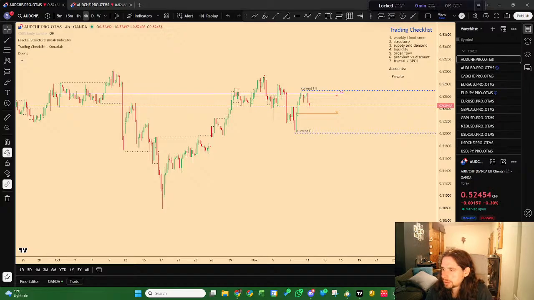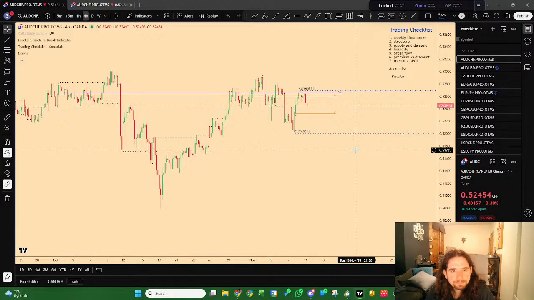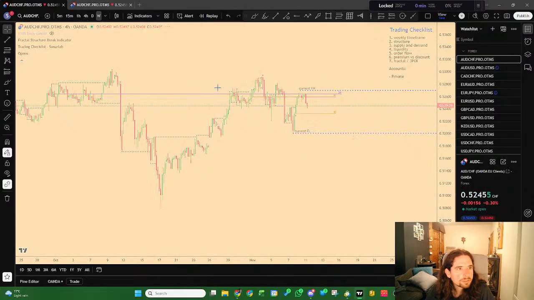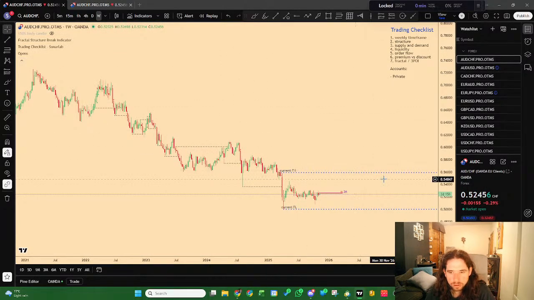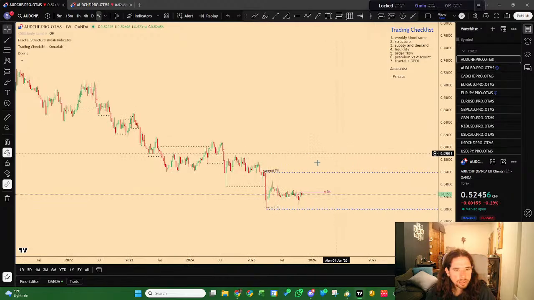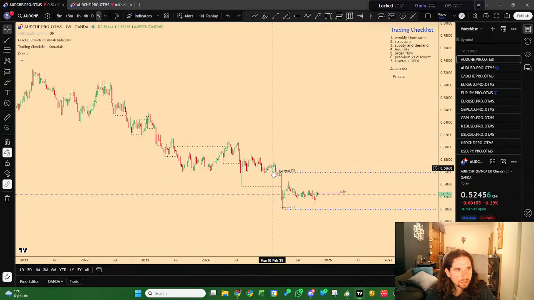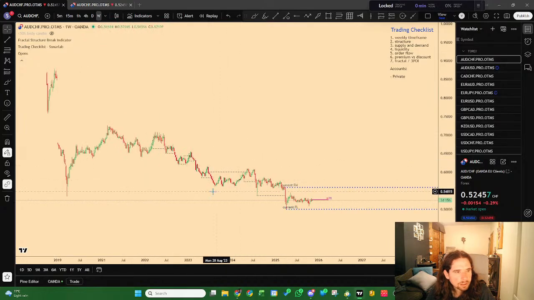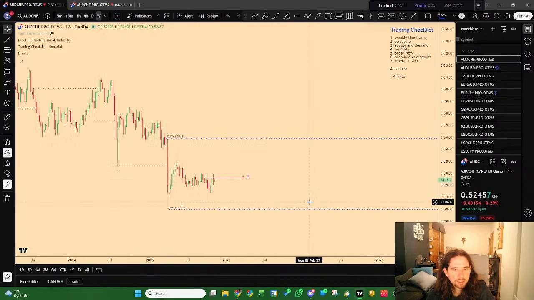So let's see what's happened in the markets since yesterday. Let's go to the weekly. We're still within that range. We're still bearish. There's still some liquidity here, even up here, it looks like there's still liquidity. There's liquidity all the way up basically. But yeah, it's definitely bearish.